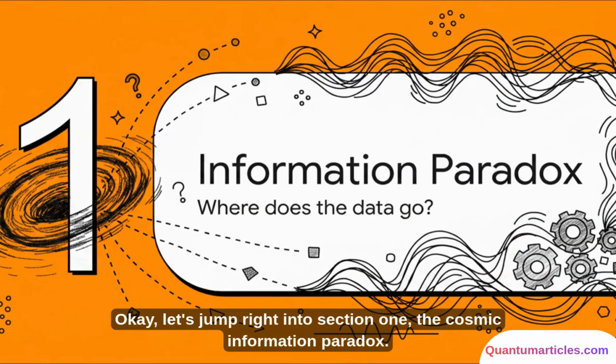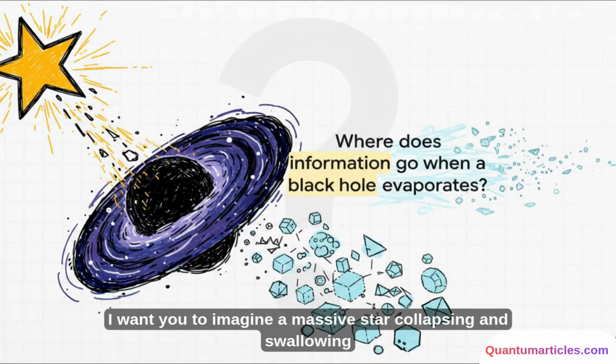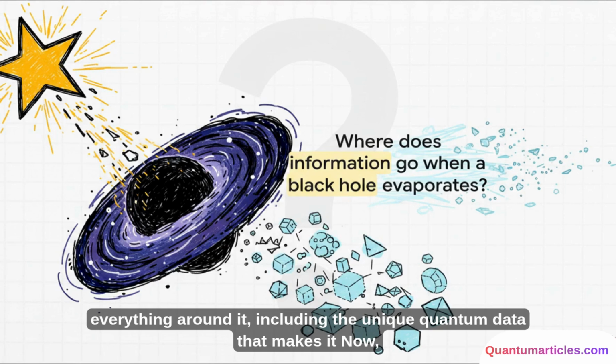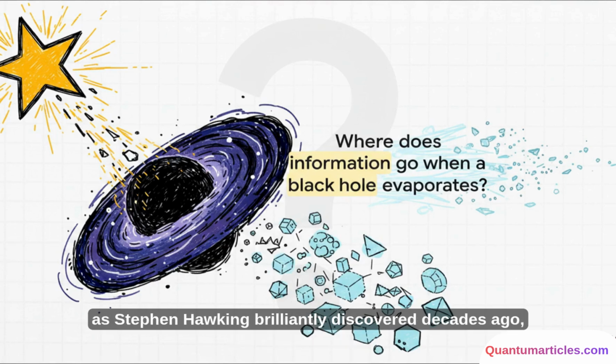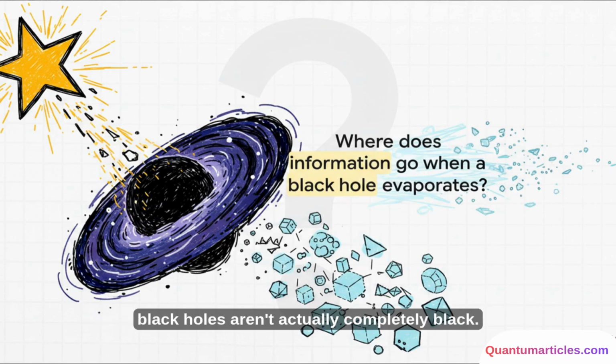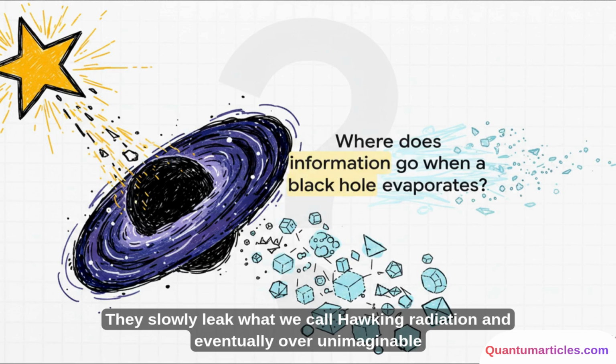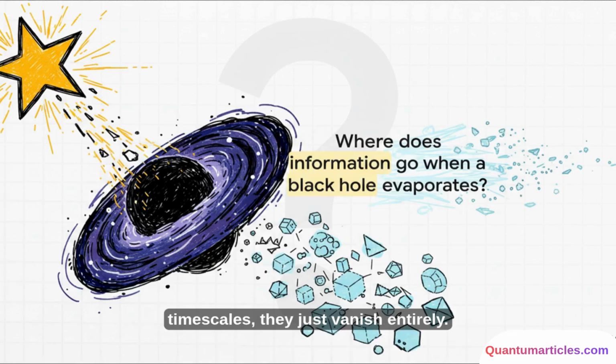Okay, let's jump right into section 1, the cosmic information paradox. I want you to imagine a massive star collapsing and swallowing everything around it, including the unique quantum data that makes up our universe. Now, as Stephen Hawking brilliantly discovered decades ago, black holes aren't actually completely black. They slowly leak what we call Hawking radiation, and eventually, over unimaginable timescales, they just vanish entirely.